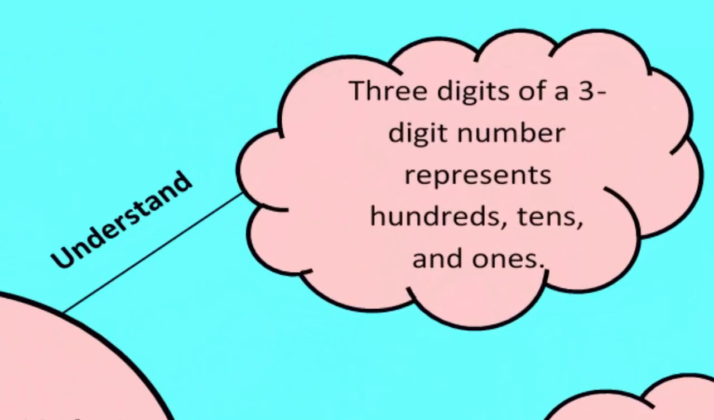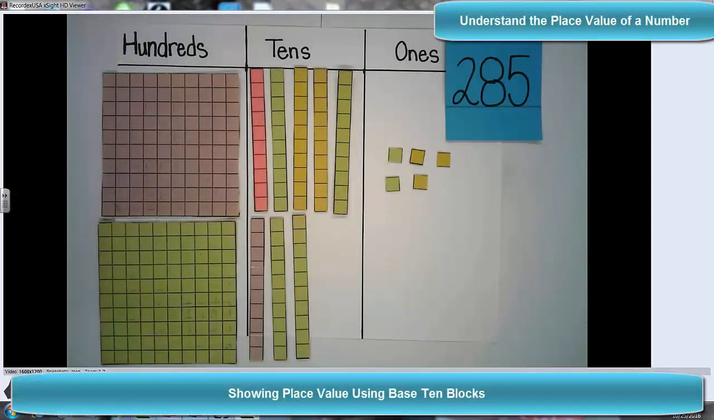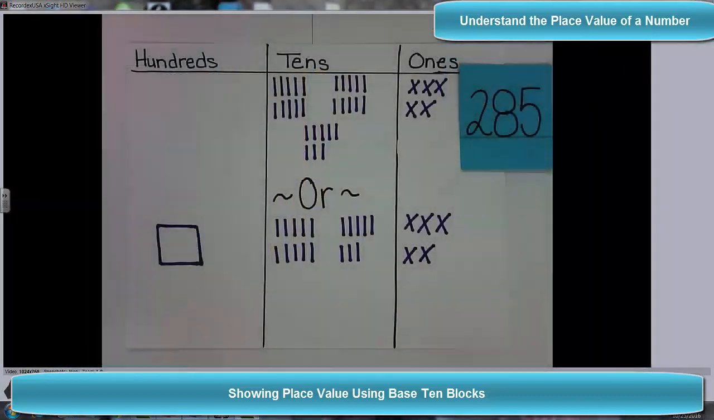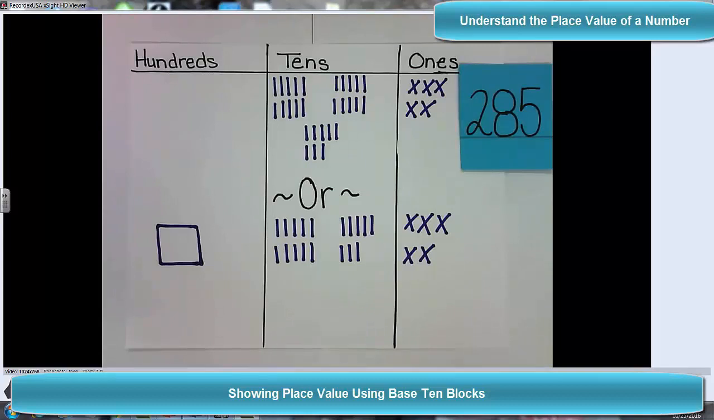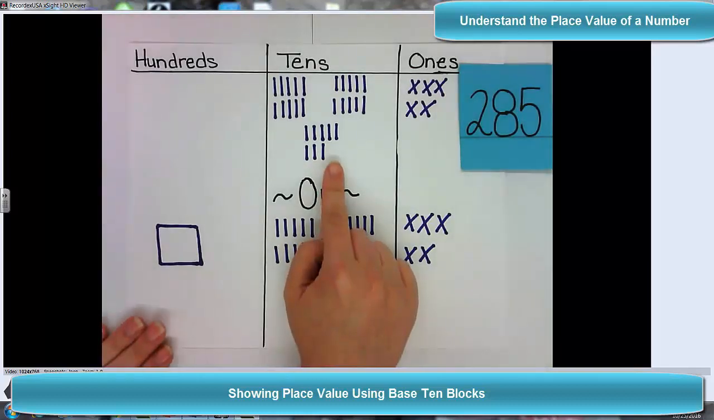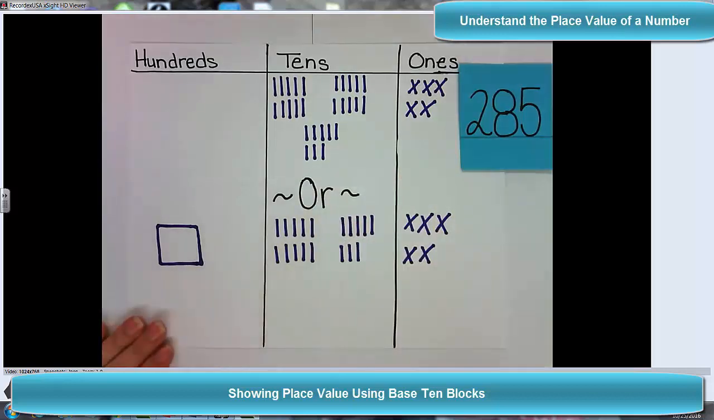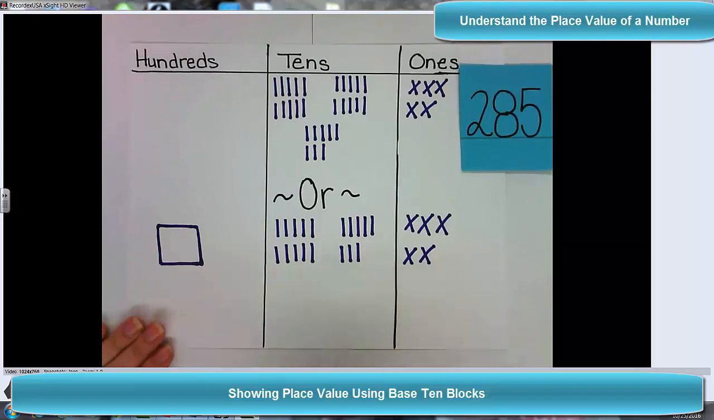The first area that we're going to zoom in on is that students understand that the 3 digits of a 3-digit number represent the hundreds, tens, and ones. Students may be given the number 285. They will then think about how 285 can be shown as 2 hundred squares, 8 ten sticks, and 5 ones. It is also correct to show 285 as using 28 tens and 5 ones, or a student can draw 1 hundred, 18 tens, and 5 ones, and so on.